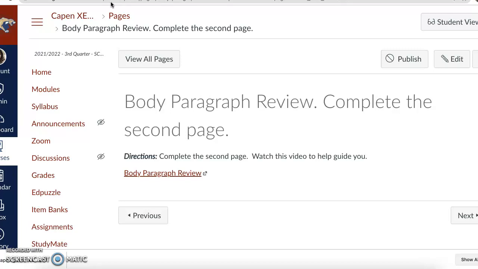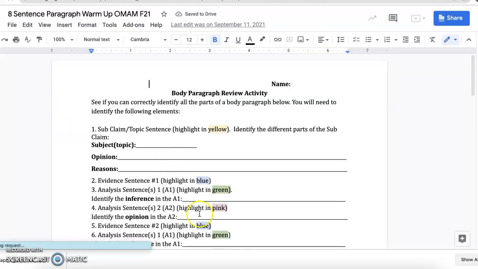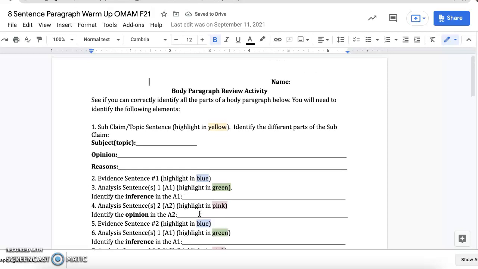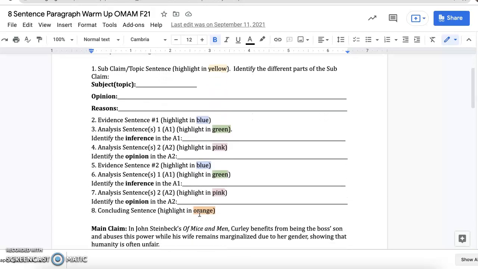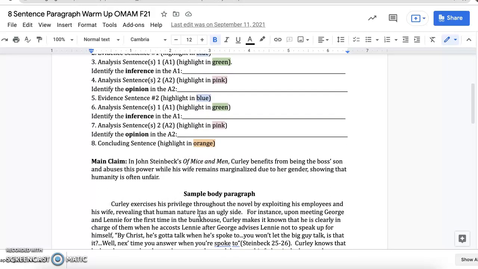Alright, so today we're going to go ahead and have you guys complete the second page on your own. So this video hopefully will help guide you to do that. You have the worksheet in front of you. Go ahead and bring that worksheet out, and again, the front side should be completed because you did that yesterday.